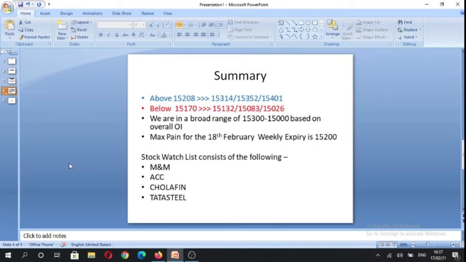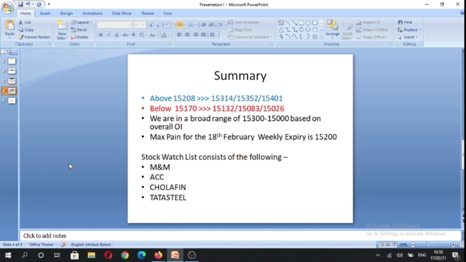I would like to summarize. Tomorrow above 15,208 levels, we can trade towards 15,314 levels, 15,352 levels, and potentially 15,401 levels. Or below 15,170, we can trade towards 15,132 levels, 15,083 levels, and potentially 15,026 levels. And broadly speaking, we're in a range of 15,300 to 15,000 based on the overall open interest data. And the Maxpain for tomorrow's weekly expiry contract is at 15,200.